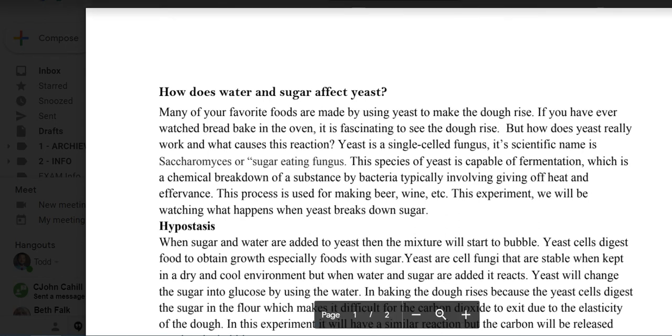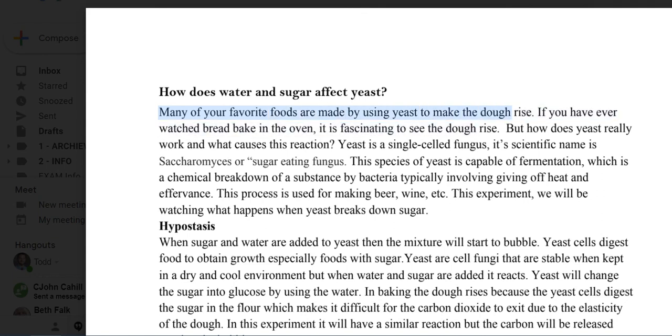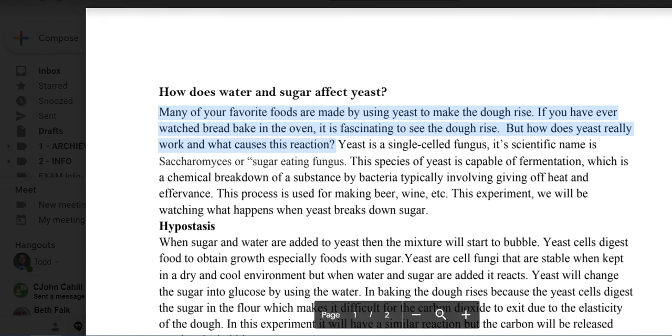So again, put background research as a heading there. Many of your favorite foods are made by using yeast to bake them. This is correct. If you have ever watched bread bake in the oven, it's fascinating to see dough rise. Okay, how does yeast react? Okay, so you gave us a little setup there. But yourself, how are you yourself impacted by this? Did you do something personally that made you? We want to see a personal connection to you. And so make sure you don't sell yourself short on this, okay?